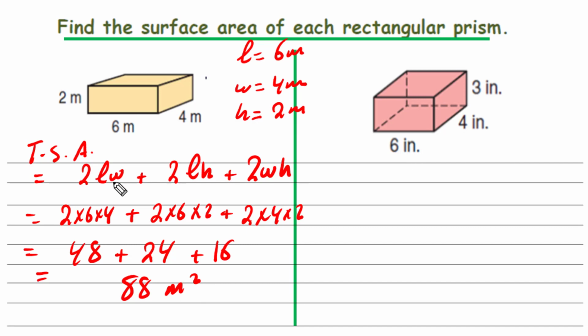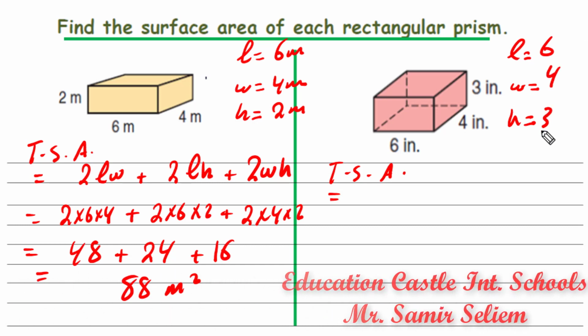Next, apply the same rule to find the total surface area. Ask yourself first, length equals what? Width equals what? Height equals what? Length equals 6 inch. Width equals 4 inch. And the height is equal to 3 inch.